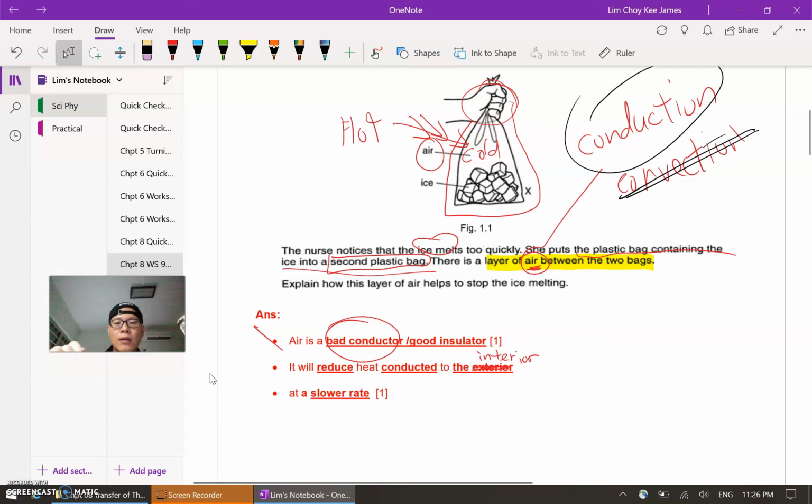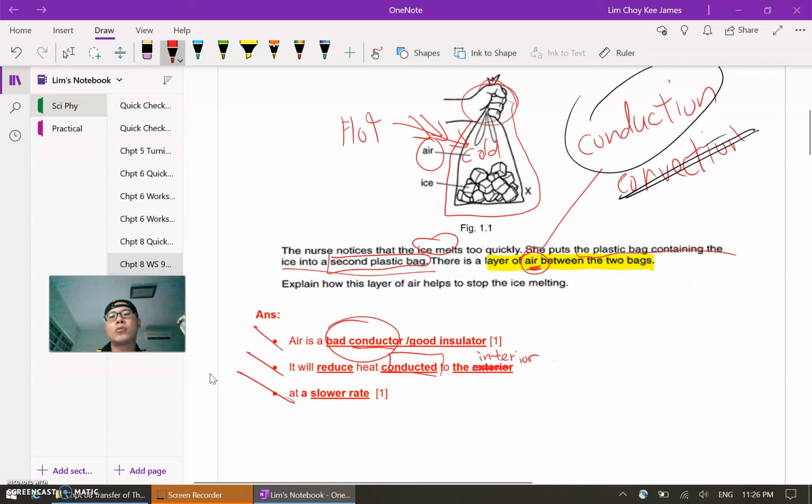Okay, remember the tagging keyword: conductor, conduct. So the second key phrase that we're looking out for is the mention of the word conduct and the correct directions. For this case, it will be from hot to cold, from outside to inside, so towards the interior. And same as before, because it's a bad conductor, heat will actually be conducted at a slower rate.